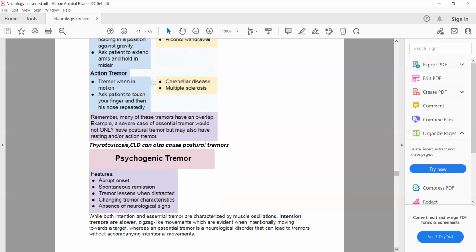So the thyrotoxicosis tremor, is it an action tremor or a postural tremor? Postural tremors are also action tremors, because postural tremors are evident when you are performing a certain action. They are not present at rest. So you can say that postural tremors can also be action tremors as well. Okay.